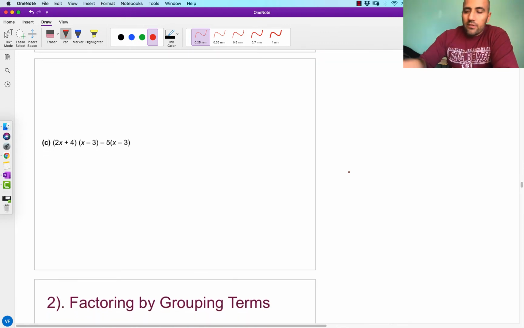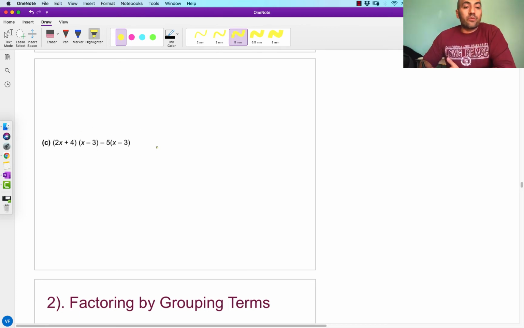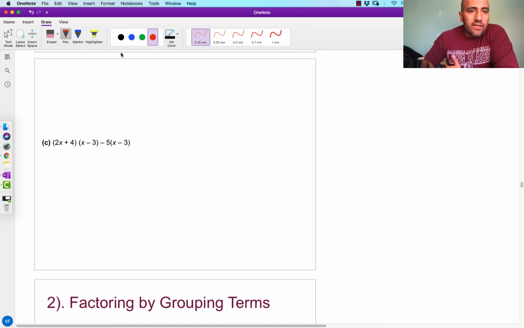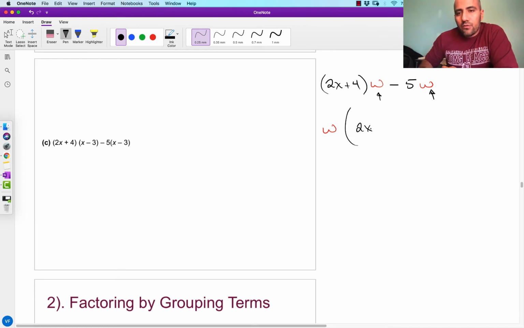Okay, here's another example. A little trickier. First thoughts, first instinct might be to start foiling this guy out and working with the results, and that might lead to the right answer, but it would be a lot more work. Instead, notice that if we had this, let's say for a second, let's say I had 2x plus 4 times, say, w minus 5 times w. If I had this, it would make sense that I can factor out the w, right? W is common there, w is common there. I can factor that out, put a w out here, and then what would be left over would be a 2x plus 4 minus a 5.